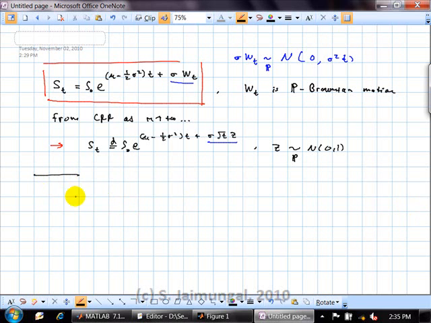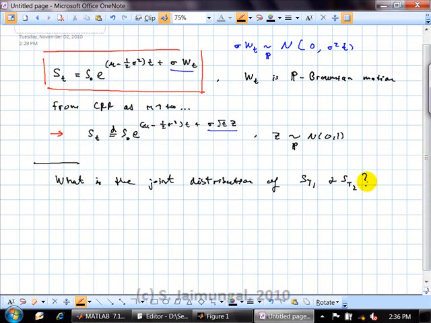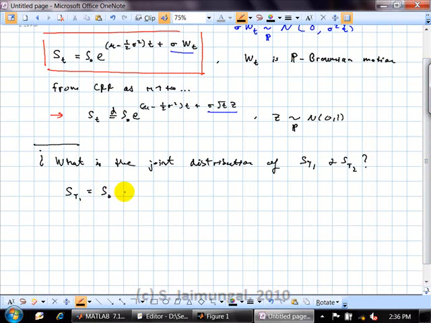So let me pose a question here: what is the joint distribution of S at T1 and S at T2? Because we know what the distribution is at a single point in time. What is it at two points in time? Well, one way to answer this question is to simply write out S at T1 and S at T2 in terms of that Brownian motion, and then we'll see the question boils down to a question about the features of the Brownian motion itself. So S at T1 is simply that, and S at T2 is this. I just replaced little t by T1 and little t by T2.